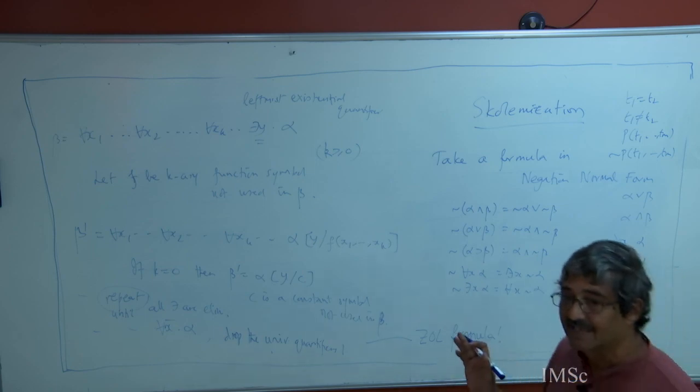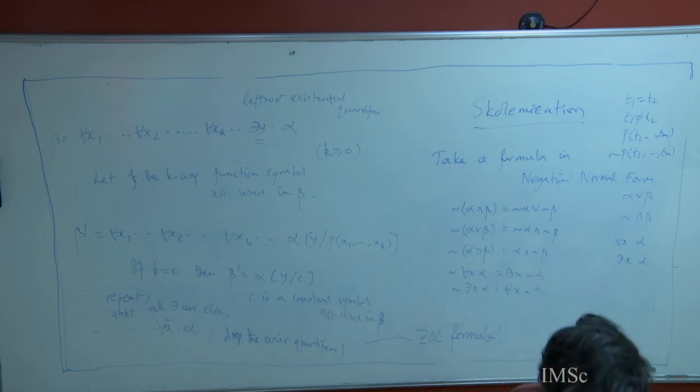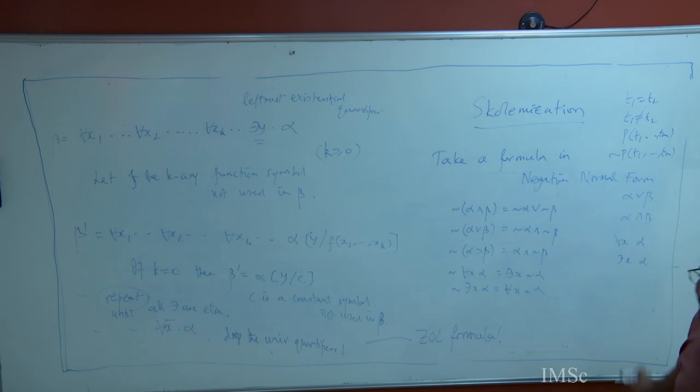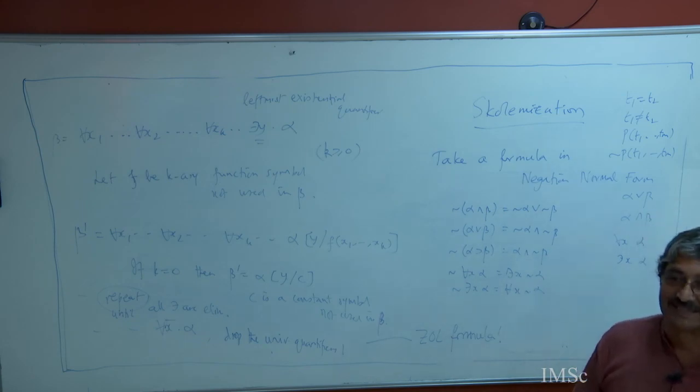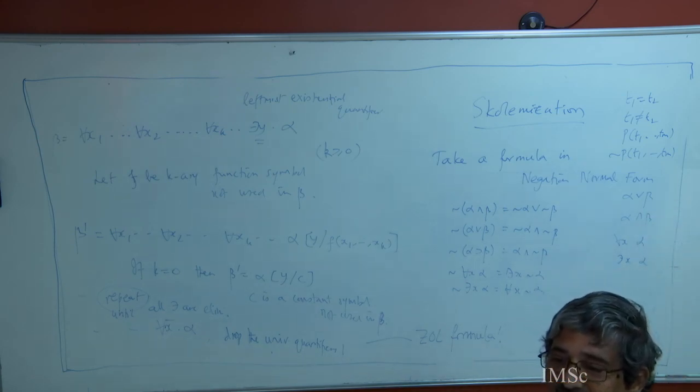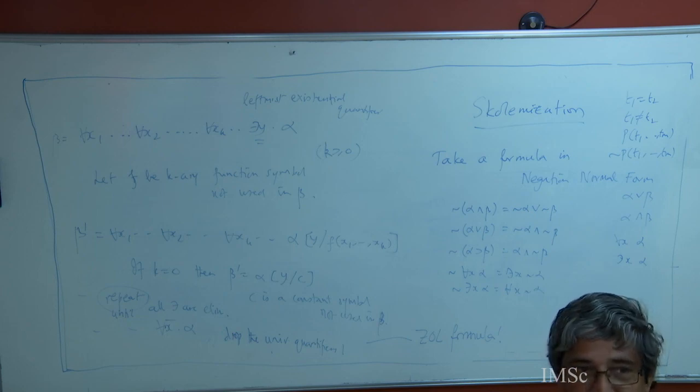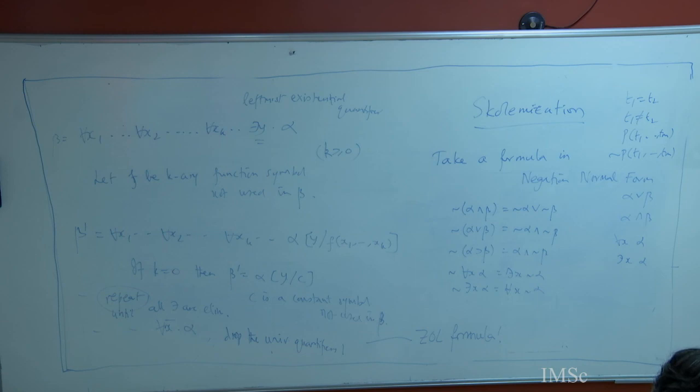And that's it. It's a very simple and beautiful process. But what have you done in the process, right? You started with the formula beta and you have come up with the formula beta prime. What is the relation between the two? Well, take a very simple formula.